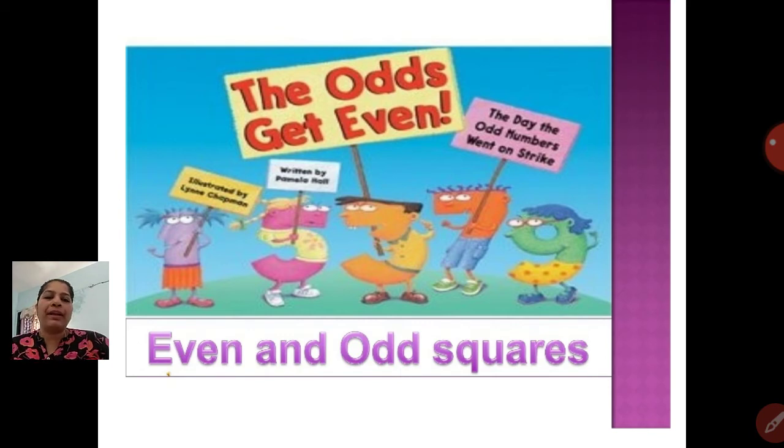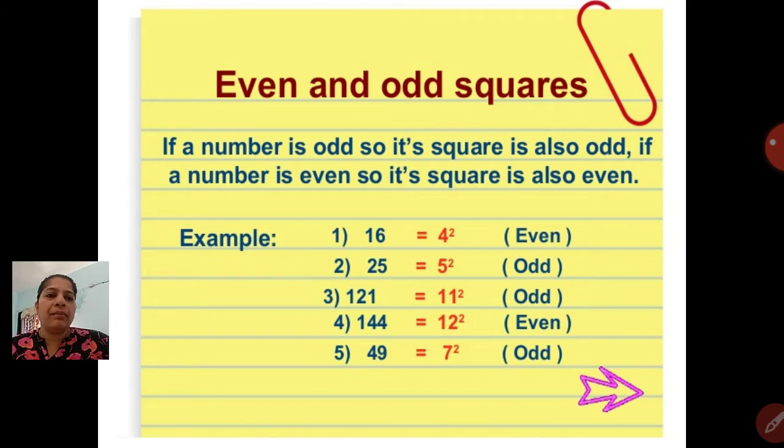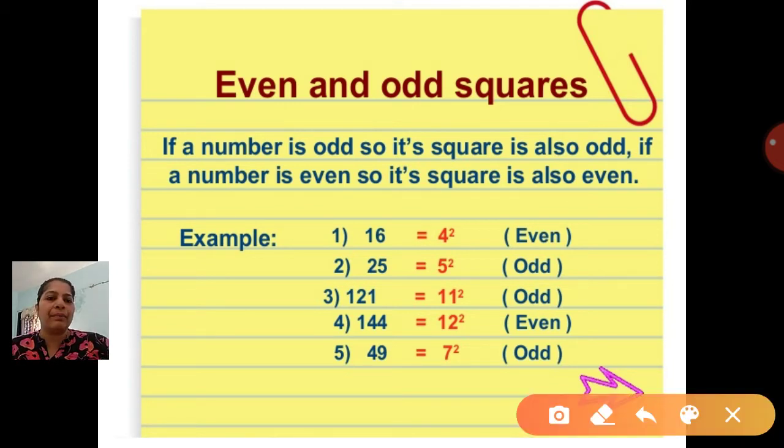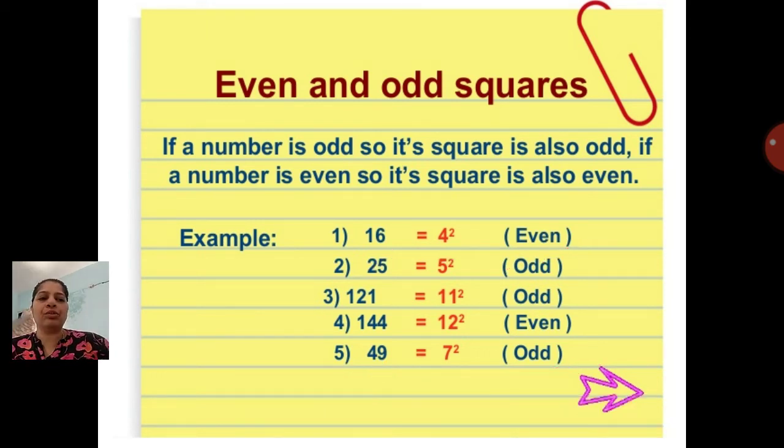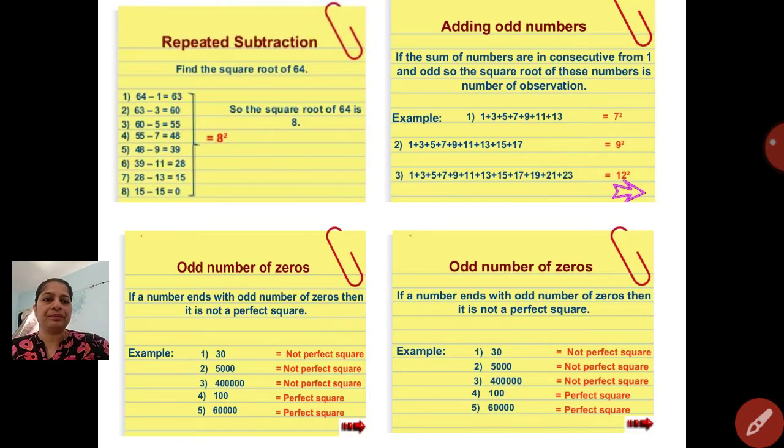Now, the next property is of even and odd numbers and their squares. If a number is odd, its square is also odd. If a number is even, its square is also even. In front of you there are some examples. 16 is the square of 4. 4 is an even number, and the square of 4 is 16, which is also an even number. So the square of an even number is an even number. Same with 7. 7 is an odd number. The square of 7 is 49, which is also an odd number. So the square of an odd number is odd, and the square of an even number is even.